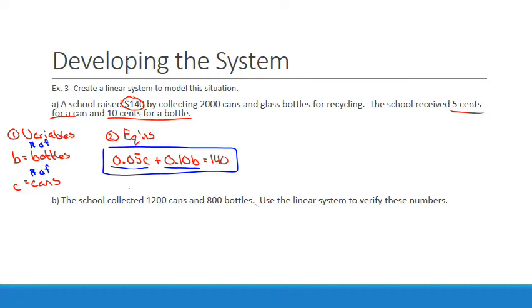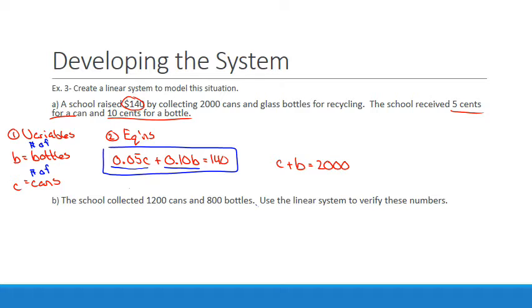My second equation. Now they just tell me the sheer number of items. I have 2,000 items, and those items are bottles and cans. So that's a nice basic one. I wrote C first, so I might as well do that again. C plus B equals 2,000. So if I just count up how many things I have, I'm going to have 2,000 things, and there's only two types of things, cans and bottles.